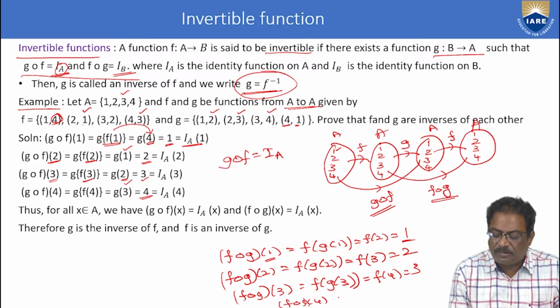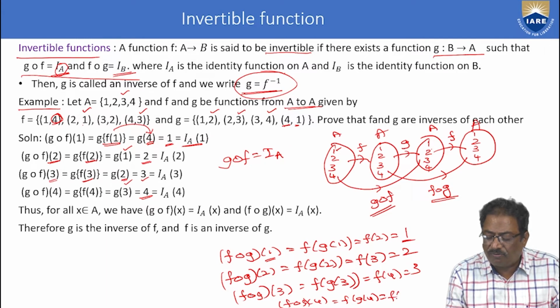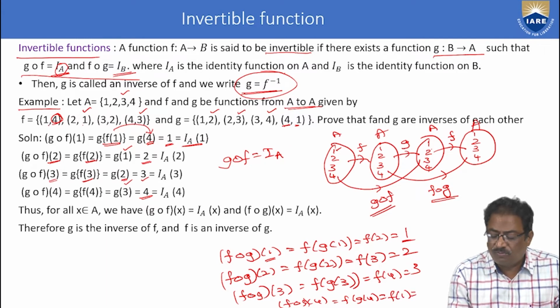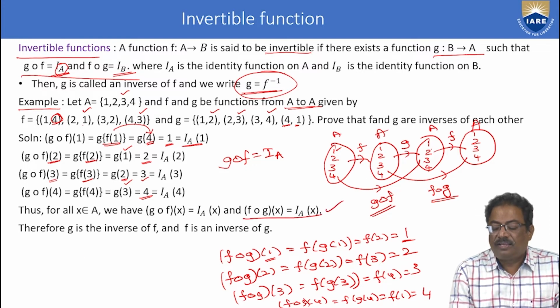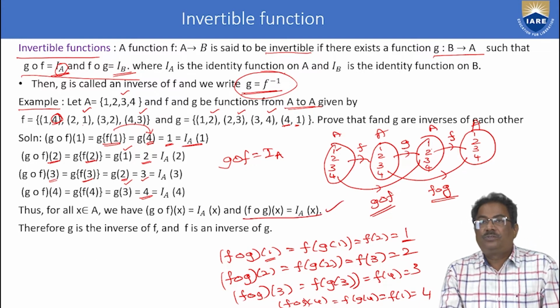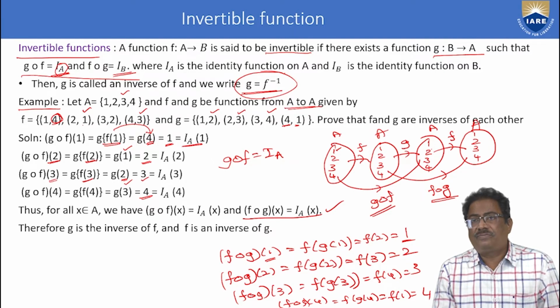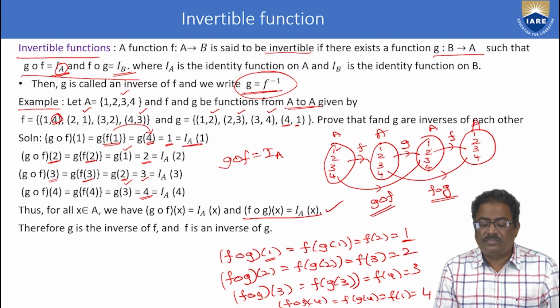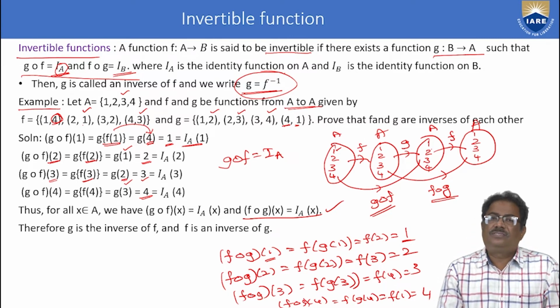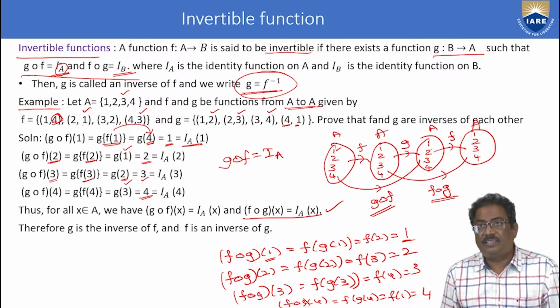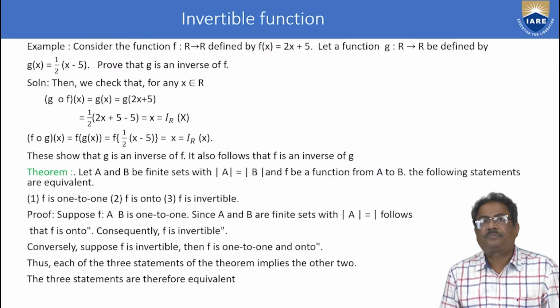Similarly, f of g of 4. What is g of 4? g of 4 is 1. So f of 1. What is f of 1? It is 4. So I can say that f of g is the identity element. So if f of g and g of f are identity elements, then we can say that one function is the inverse of the other. f is the inverse of g, or g is the inverse of f.